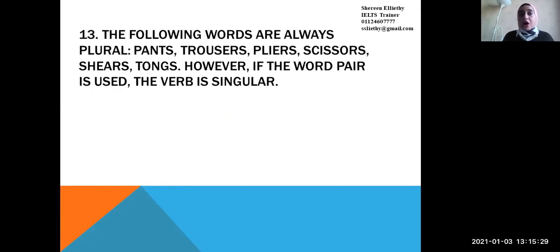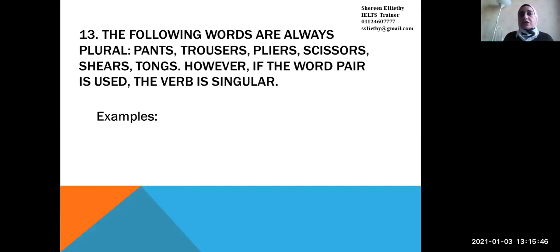The following words are always plural. Watch out. The following words are always plural, like pants and trousers and scissors. However, if the word pair is used, the verb is singular.